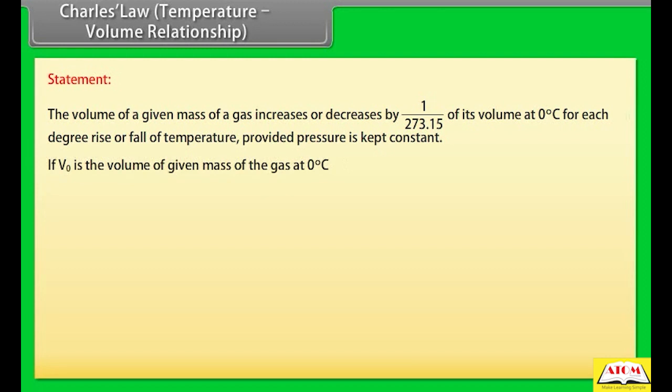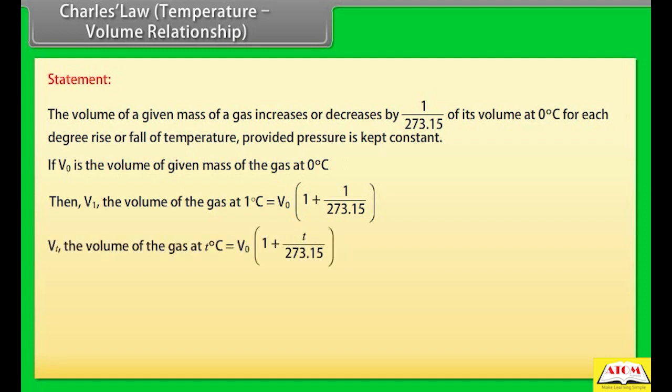If V0 is the volume of a given mass of a gas at 0 degrees Celsius, then V1, the volume of a gas at 1 degree Celsius, is equal to V0 into 1 plus 1 by 273.15. Vt, the volume of gas at T degrees Celsius, is equal to V0 into 1 plus T by 273.15.